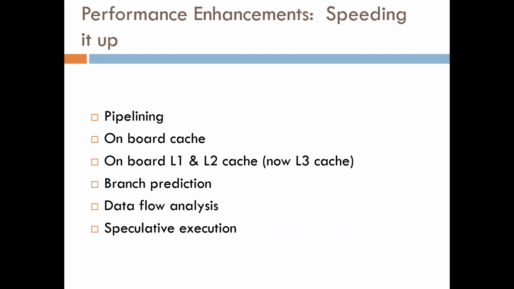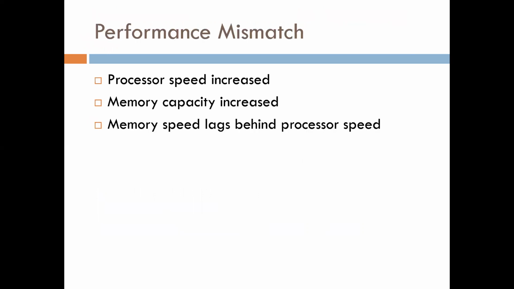We are looking at things like branch prediction, data flow analysis, speculative execution, and trying to optimize the operating system. But one of the major problems, and you are probably noticing this from time to time, is that the processor speed is increasing, but the memory capacity is also increasing, and then we have to map the memory to the processor. You'll see that the memory speed lags behind the processor speed. What's being done to mitigate that? That's one of the issues there.